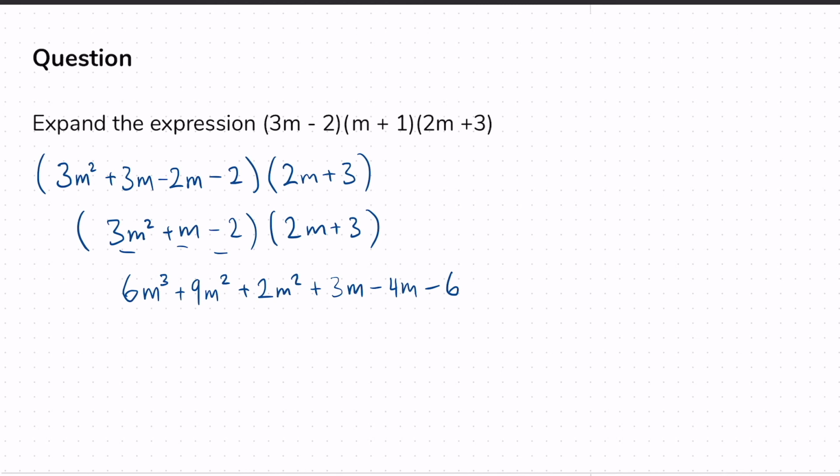So now I put it all together, looking for like terms. There's only one m cubed, but there are two m squared, so 9 plus 2 is 11 lots of m squared. 3m minus 4m is negative 1m. Minus 6 by itself gives me the expansion 6m cubed plus 11m squared minus m minus 6.